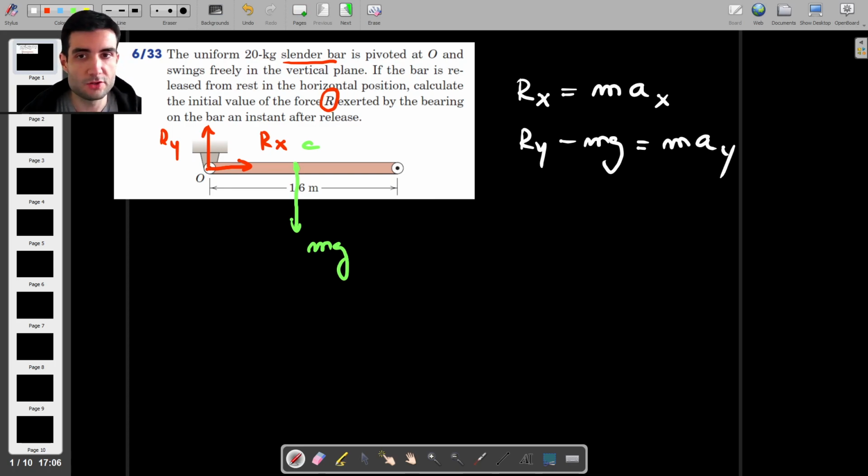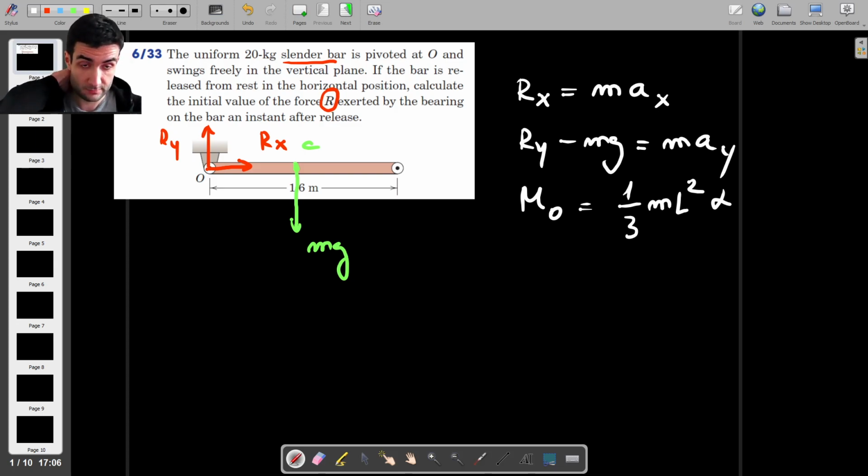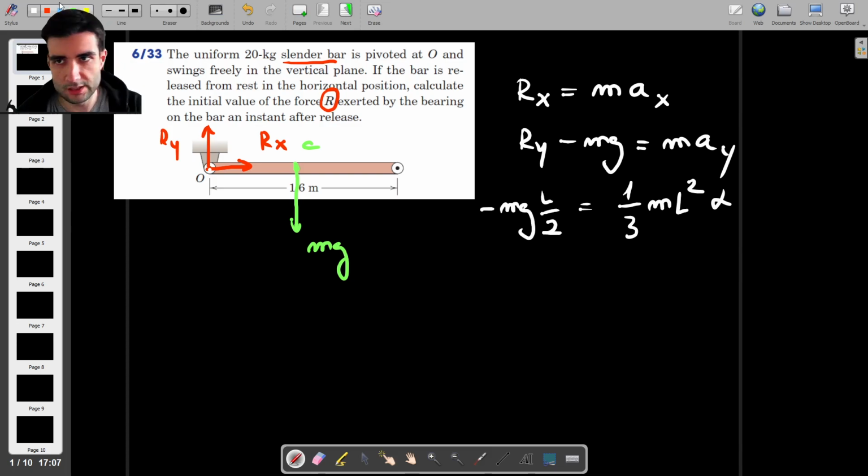And we also have the equation for rotation, which you can take about any point, and you can do this in a few ways actually. I'll do that about point O. So I'm going to say that the moment about point O is equal to the moment of inertia, which is a third mL squared, times the angular acceleration alpha. And that moment, if we take it about point O, is given just by the weight. So that's minus mg L over 2.